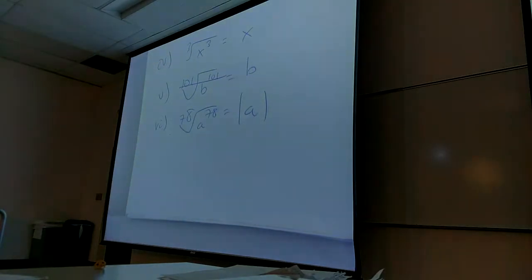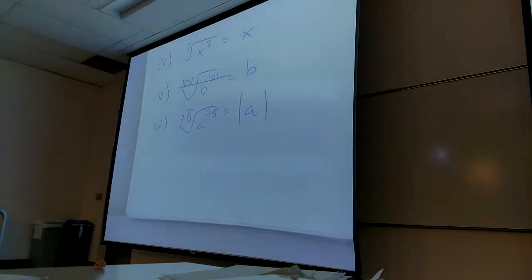Why? It's an even root. They freak out. We got to say it. Look at those absolute values. Look at a little security blanket.